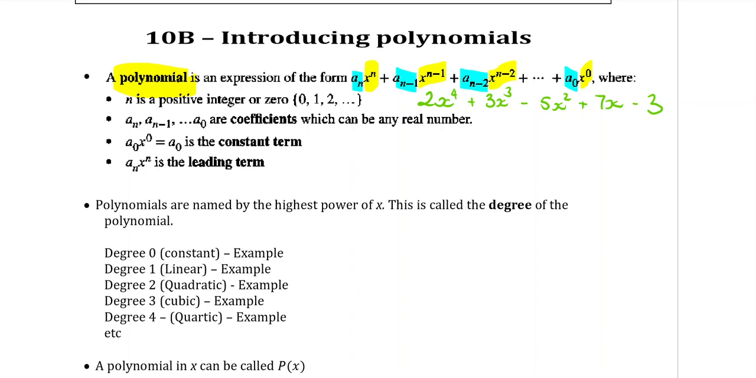Okay, so a coefficient can be any real number, and the last term is often a constant term. The x to the power of 0 means that there's no x's, so a constant term at the end. The term that has that highest power of x is called the leading term. And that leading term tells us the degree of the polynomial.